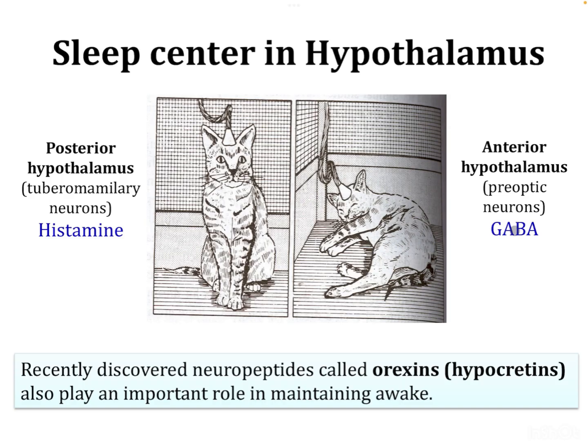Benzodiazepines have sleep inducing effects as they are GABA agonists, while use of antihistamines leads to drowsiness in many people. Recently discovered neuropeptides called orexin, also known as hypocretins, play an important role in maintaining the awake state. Hypocretins are made in the hypothalamus and are very similar to the hormone secretin. Loss of orexin secreting neurons that occurs with age may explain why older people sometimes have difficulty sleeping.